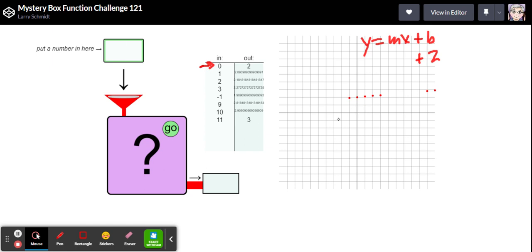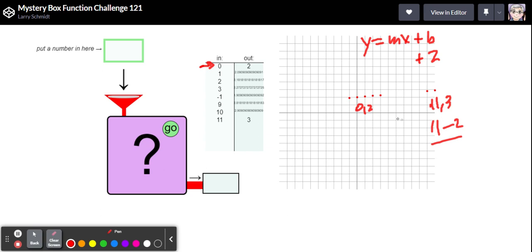We've got this point, which is the point 0, 2. So 0, 2 right there. And then we've got, well, it didn't graph it, of course, but we've got 11, 3. And the slope is going to be the difference in the y, sorry, 3 minus 2, over the difference in the x, 11 minus 0. 3 minus 2 is 1, 11 minus 0, of course, is 11, and there is our multiplier, 1/11th.